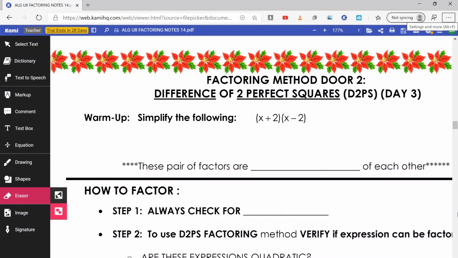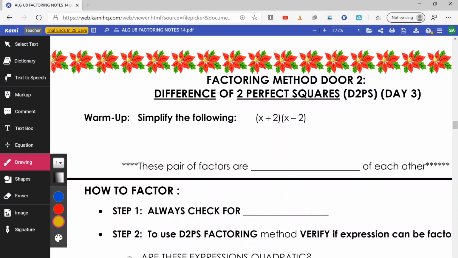What we're going to look at now is the factoring method known as difference of two perfect squares. So first thing is, what do I know is the difference of two perfect squares? Well, let's take a look at what we end up with after we look at our initial warm-up here. We have x plus 2 times x minus 2.